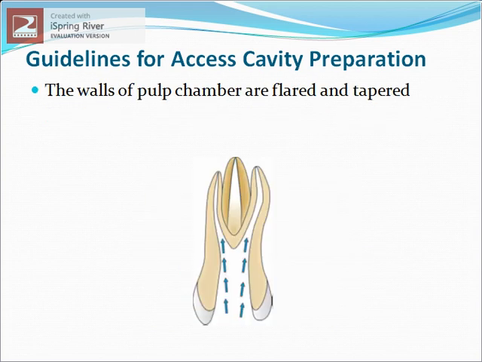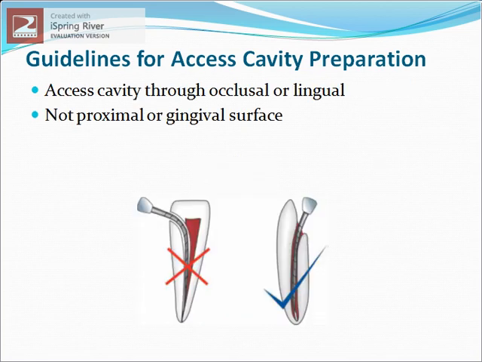The walls of the pulp chamber should be prepared to be flared and tapered to form a gentle funnel shape with larger diameter toward the occlusal surface. Endodontic access cavity is prepared through the occlusal or lingual surface, not through the proximal or gingival surface. If the access cavity is made through the wrong entry, it will cause inadequate canal instrumentation, resulting in iatrogenic errors.